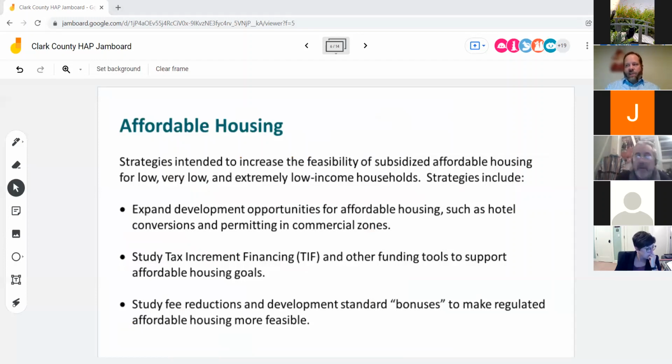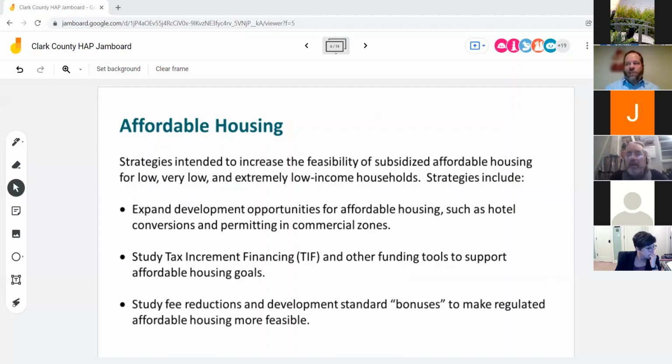Again, some of these strategies are a little bit longer term, but one of the top things that we're doing is expanding development opportunities for affordable housing. SROs were mentioned earlier, and one of the things we want to make sure is there's no barriers to seeing hotel and motel conversions to affordable housing. We also want to look at permitting affordable housing in commercial zones, potentially without a requirement for ground floor commercial, which can be a real barrier for affordable housing providers.